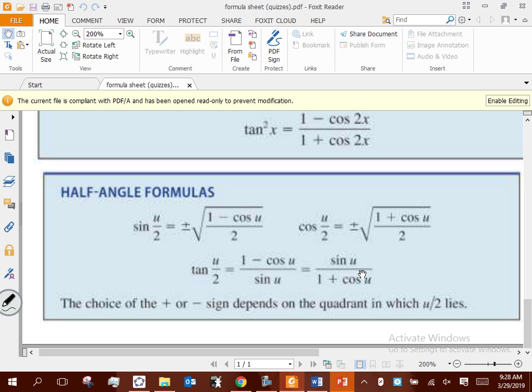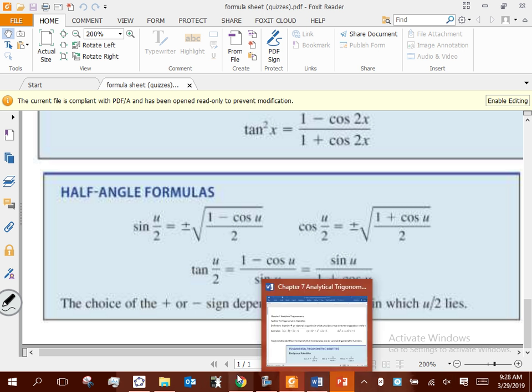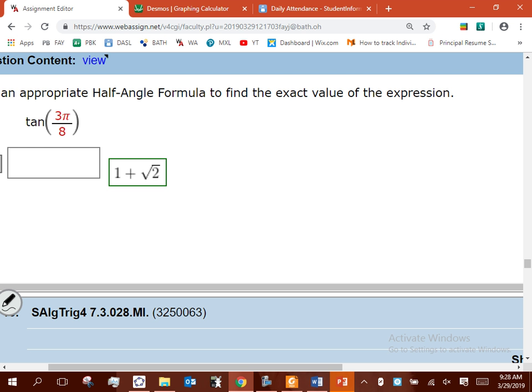Okay. So that being said, let's get to these practice problems then. Okay. So tangent of 3 pi over 8. Okay. 3 pi over 8.